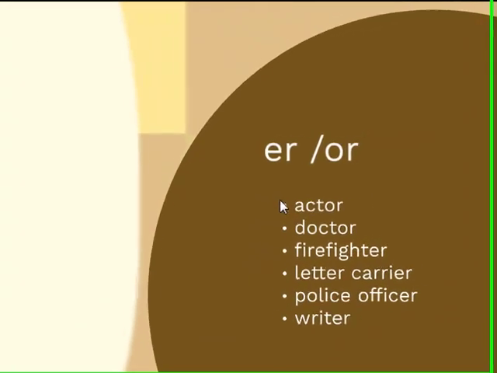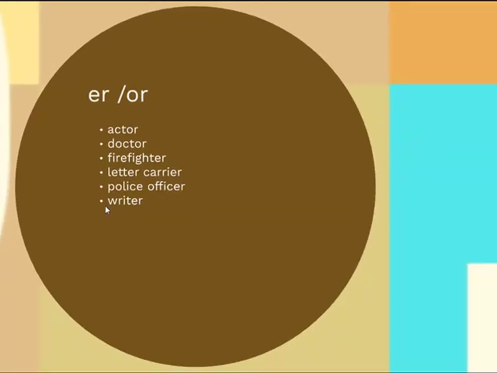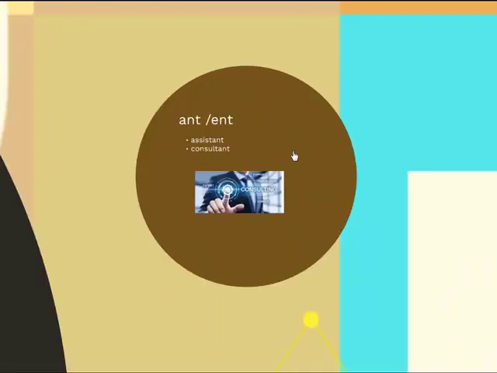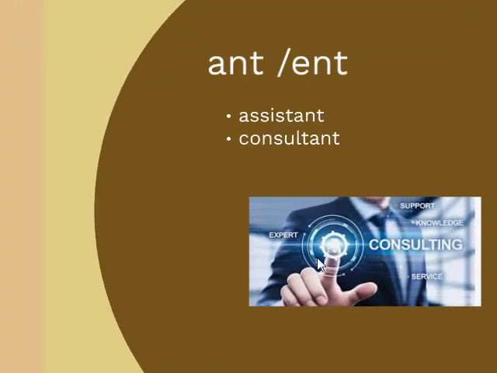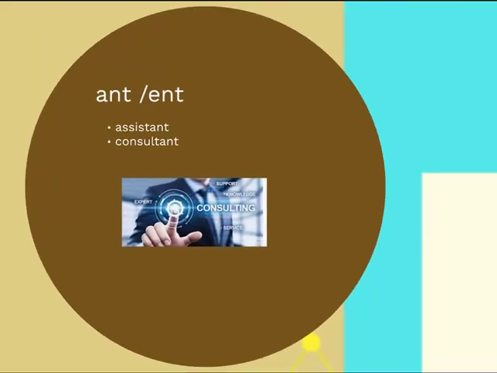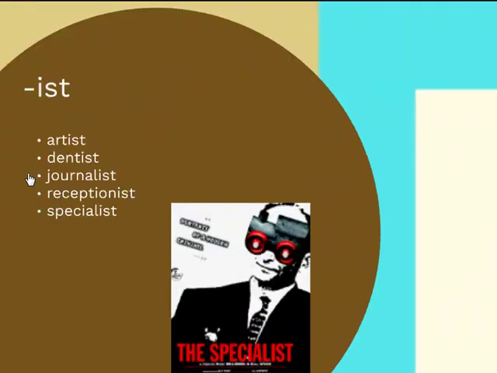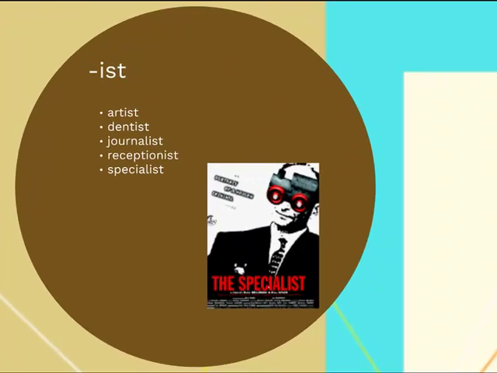Suffix er or, we can have actor, doctor, firefighter, letter carrier, police officer, and writer. In the group of suffix ant, we have assistant and also consultant. So consultant is a person who has the expertise and helps the company. The next group, suffix ist: artist, dentist, journalist, receptionist, and I added another one, specialist. So you can be a computer specialist, for example, and work with computers.